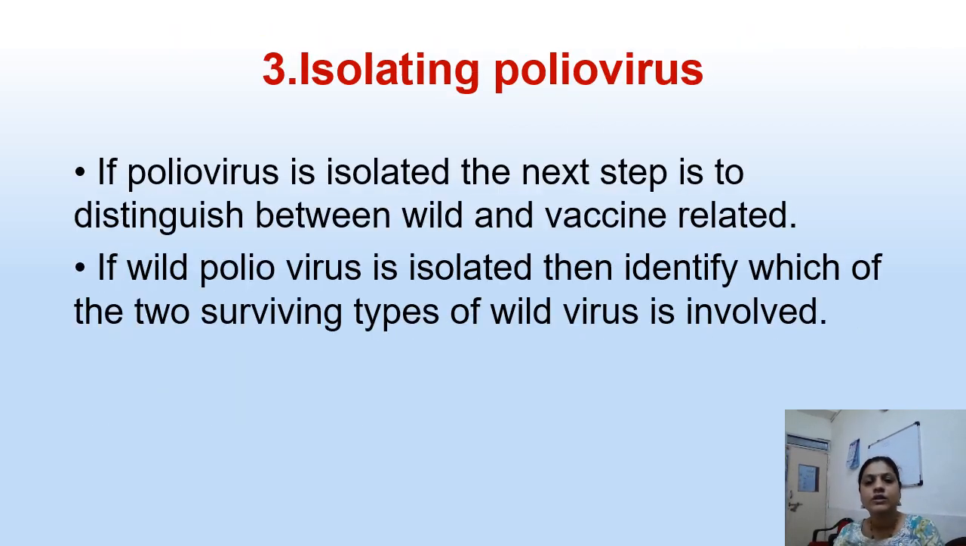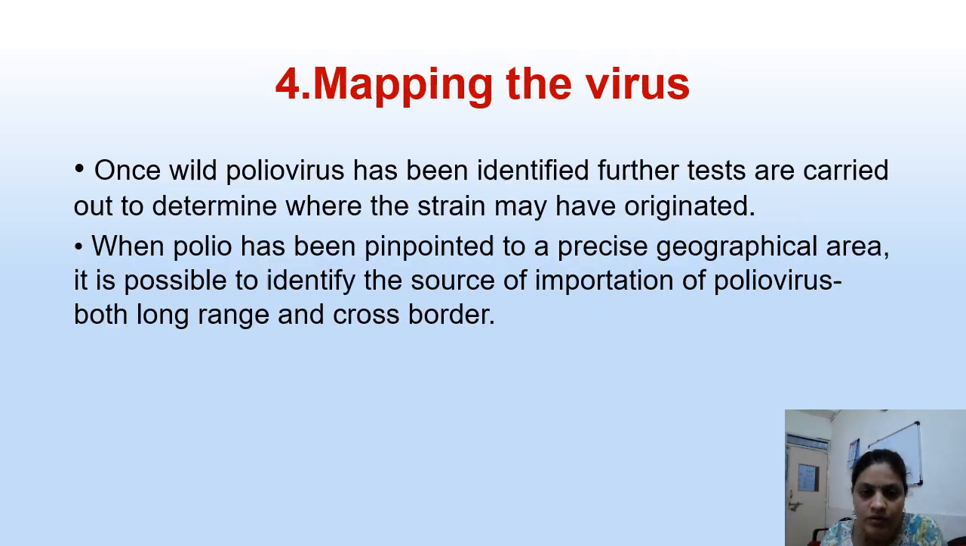If poliovirus is isolated, the next step is to distinguish between wild and vaccine-associated virus. If wild poliovirus is isolated, then we have to identify which of the two surviving serotypes the wild virus is involved. Once wild poliovirus has been identified, further tests are carried out to determine whether the strain, or from where the strain, has originated. When polio has been pinpointed to a precise geographical area, it is possible to identify the source of importation of poliovirus, whether it is a cross-border importation or from the same country.